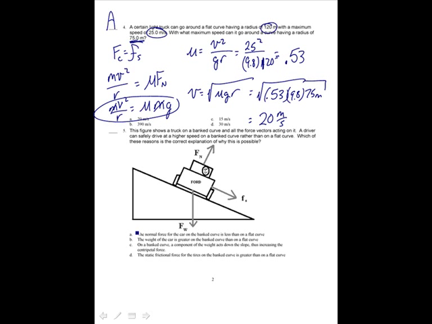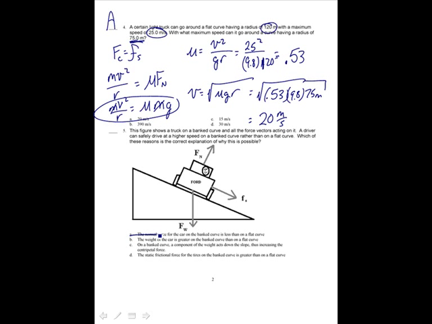All right, let's just look at them. The normal force for the car on the banked curve is less than on a flat curve. That's a true statement, but that's not why it can drive faster, because if the normal force is less, then that also means that the static frictional force is also less. So while it's true, it's not the correct answer.